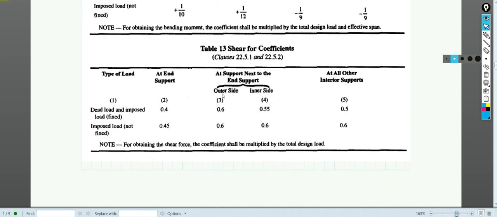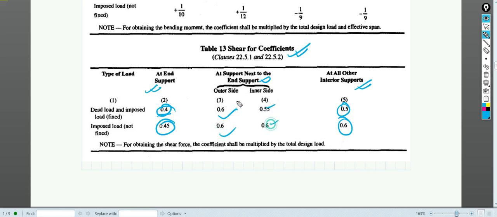Also it is mentioned for shear force calculation, similarly at the end support, at the support near to the end support and all other interior supports. Okay, at the end support these will be the coefficients, and at the interior support these will be the coefficients, and at the support next to the end support these will be the coefficients at the outer side and at the inner side. Outer side means, let me show you.